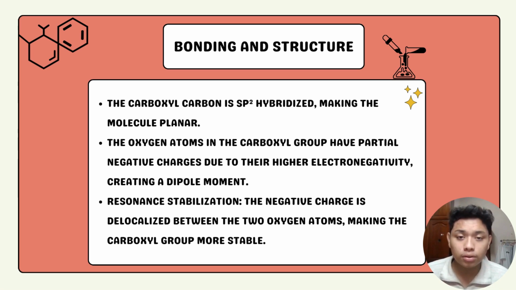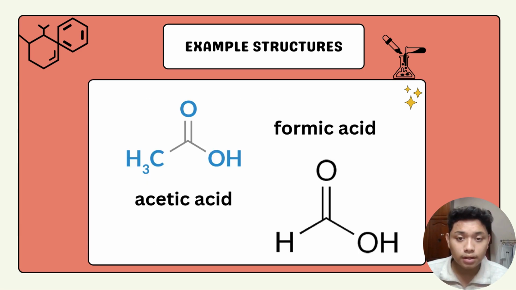Alright, so let's see the bonding and the structure for carboxylic acid. The carboxyl carbon is sp2 hybridized, making the molecule planar. And the oxygen atoms in the carboxyl group have partial negative charges due to their higher electronegativity, creating a dipole moment. And for the resonance stabilization, the negative charge is delocalized between the two oxygen atoms, making the carboxyl group more stable. And these are two example structures for carboxylic acid, which are acetic acid and formic acid.